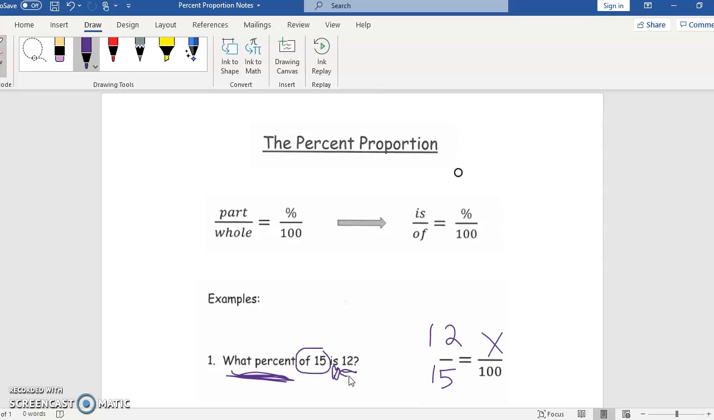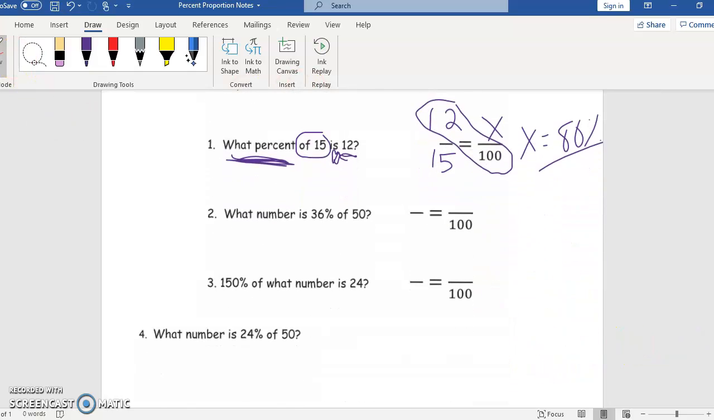So now we're just going to use our cross multiply and divide to figure this out. I'm going to take 12 times 100, and then we're going to divide it by 15. And when I do that, I get X equals 80%. So that tells me if I have a quiz and I get 12 out of 15 on my quiz, that means I got 80% right.